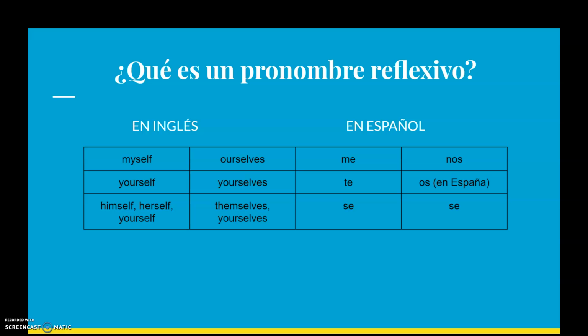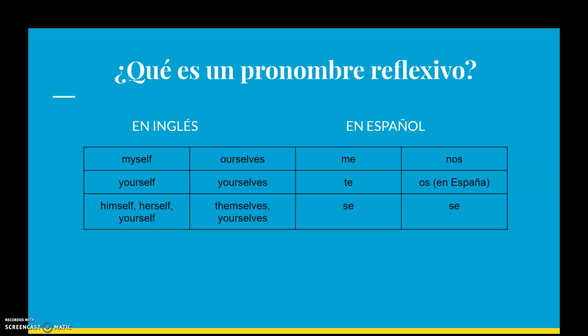in España, y se. You may note that this chart with the reflexive pronouns looks a lot like a conjugation chart, and there's a reason for that. The reason is that there's one reflexive pronoun to match up with each conjugation of a verb. So me matches up with the yo form, te with the tú form, se with the él, ella, usted form, nos with the nosotros form, os with the vosotros form, and se again with ellos and ustedes.